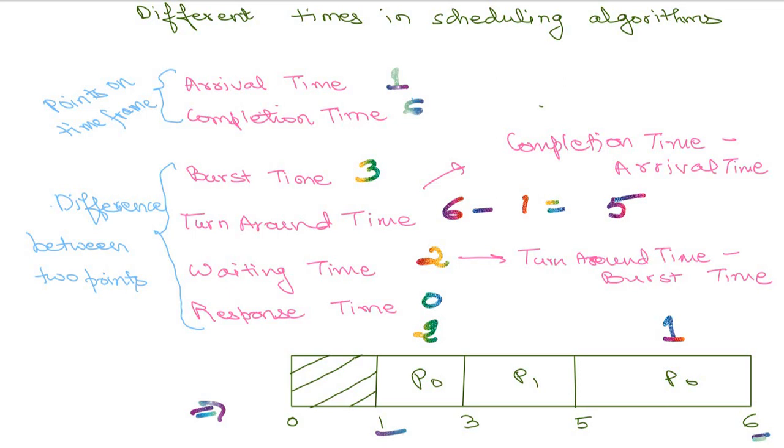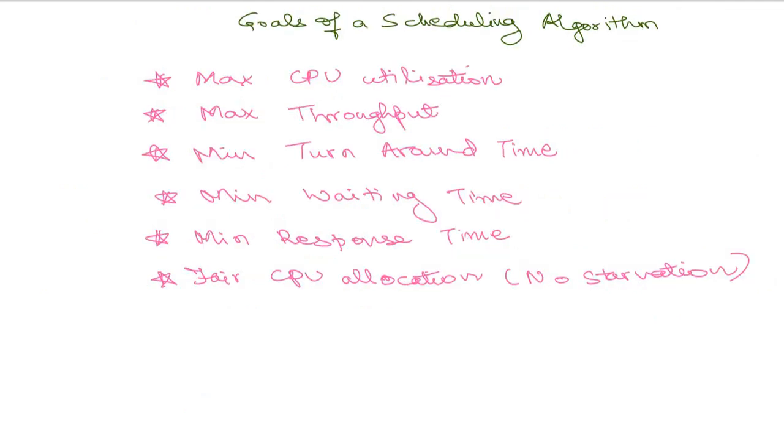Now before we move on to the scheduling algorithms, we also need to understand what are the various goals of a particular scheduling algorithm. So the goals of a scheduling algorithm are as listed below. The first one is maximum CPU utilization. Then the second one is maximum throughput. What is basically throughput? It's the number of jobs finished per unit time. Then we have minimum turnaround time, minimum waiting time, minimum response time, and a fair CPU allocation so that there exists no starvation.